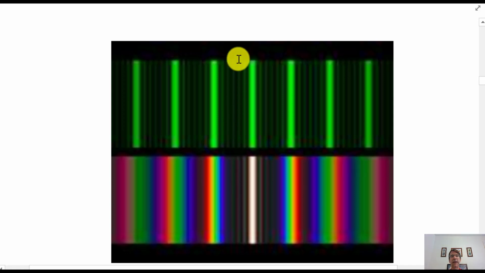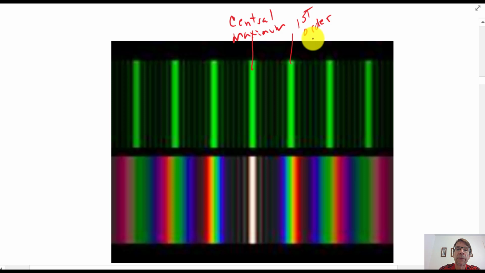So we have our central maximum here. If we just have green light, we have our central maximum. And this one right here is called the first order maximum. Then this is the second order maximum. And then the third order maximum, to the right and to the left as well. This would be the first order maximum to the left, second order, third order. So we're going to be talking about orders, which bright spot from the center.